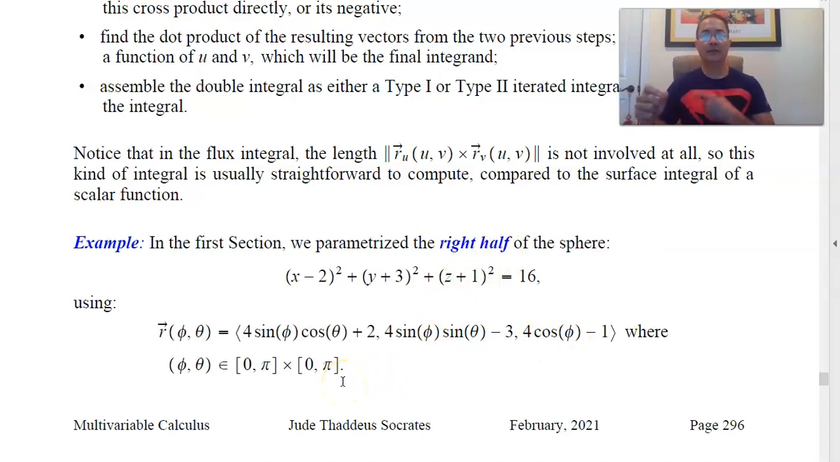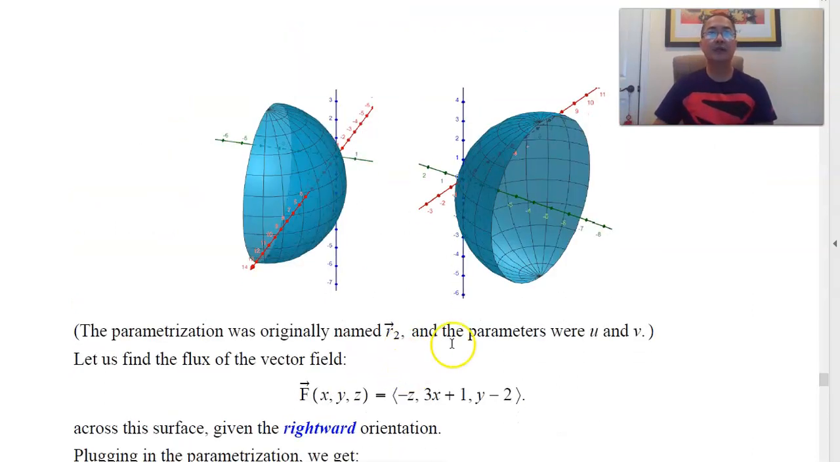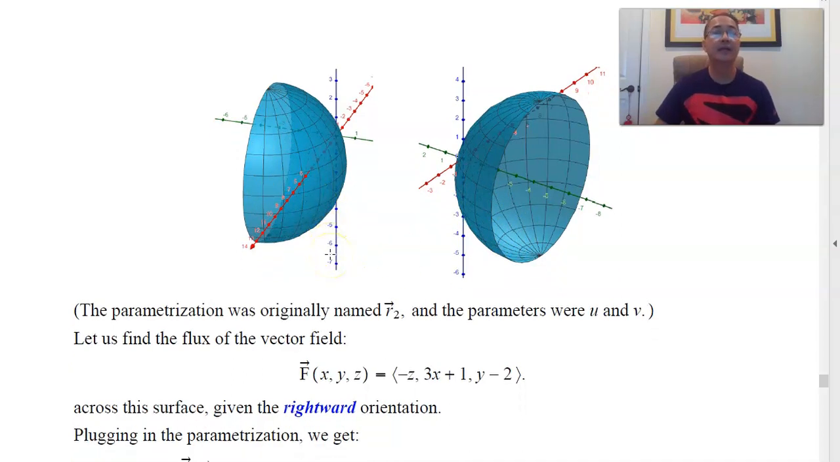We want the right half of the sphere. Therefore, phi will still go from 0 to pi, but theta will only go from 0 to pi, not all the way to 2 pi. So that is our right half. We're just looking at it from a different perspective here. It's not on the left, it's still on the right.